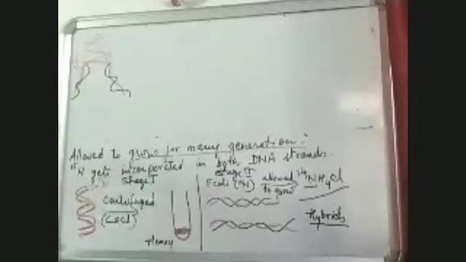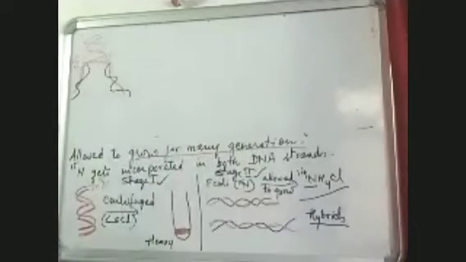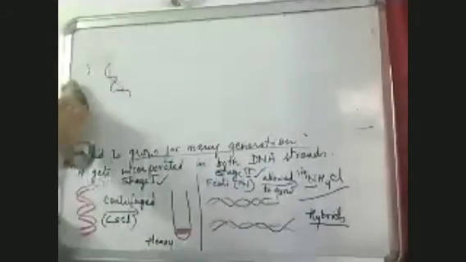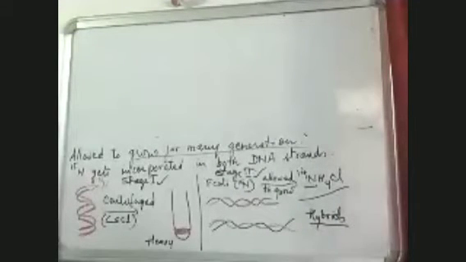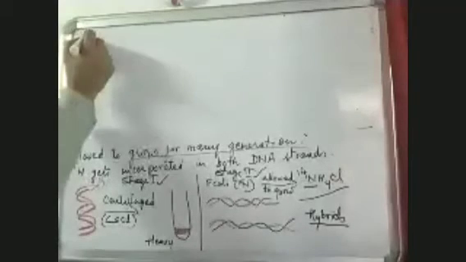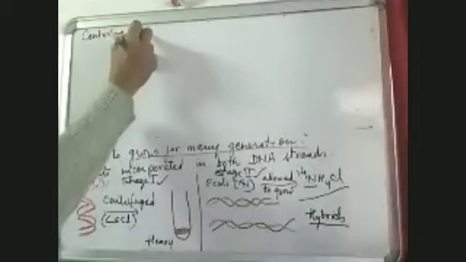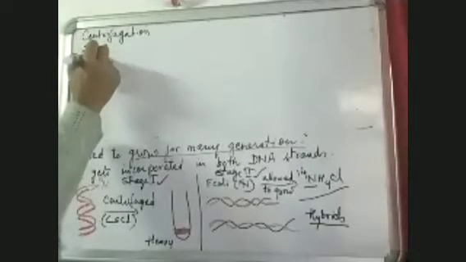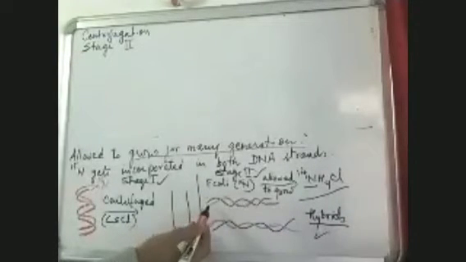Now, when the centrifugation of this was done, this is stage 2. This is stage 1. When the centrifugation of stage 2 was done, and in stage 2, what have we got? We have got hybrids. Hybrids means one old N15 type. The red one is N15.